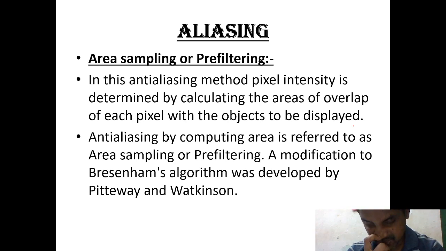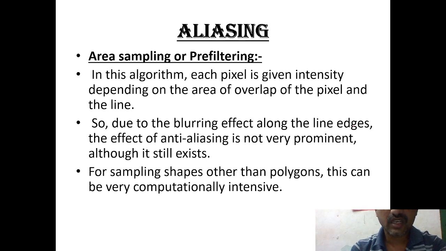Based upon Bresenham's, we can draw the lines. Bresenham's and DDA: DDA cannot handle floating points well and may take some time, so we go for Bresenham's, and we can draw perfect curves. If any aliasing still occurs, we use area sampling or pre-filtering. In this algorithm, each pixel is given intensity depending on the area of overlap of the pixel and the line. Due to the blurring effect along the line edges, the effect of anti-aliasing is not very prominent, although it still exists.